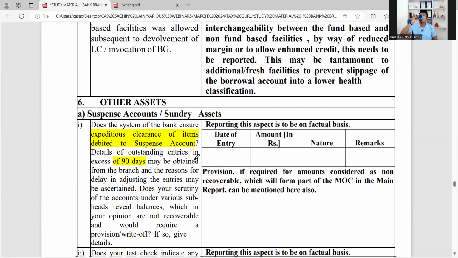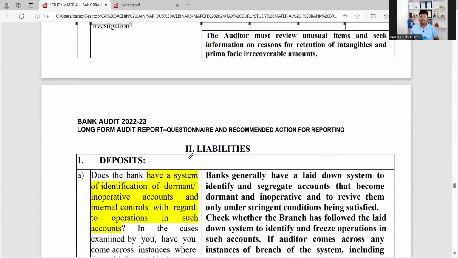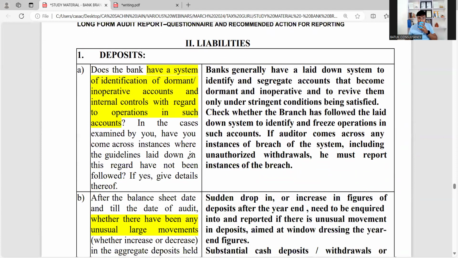You just need to take the balance from the trial balance, and then demand the complete ledger and check each and every entry and the closing balance of the suspense account. That is what we can do. And if there is any outstanding entry which is more than 90 days in that office account, suspense account or assets, the same is to be reported very specifically.